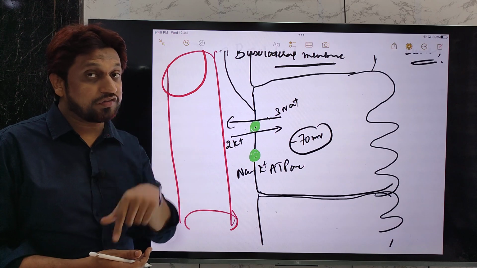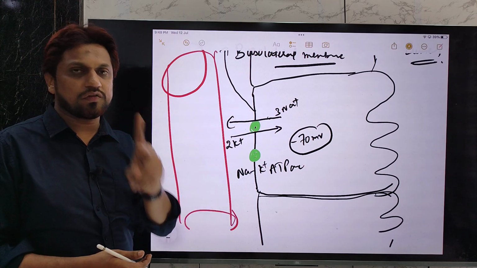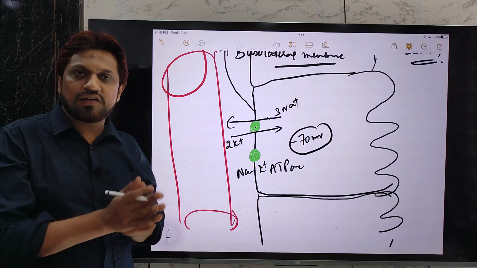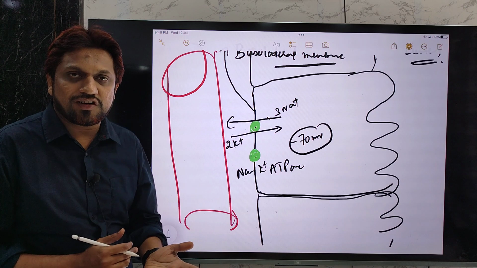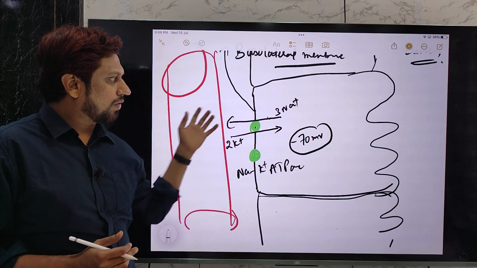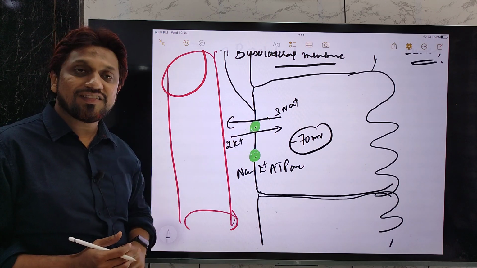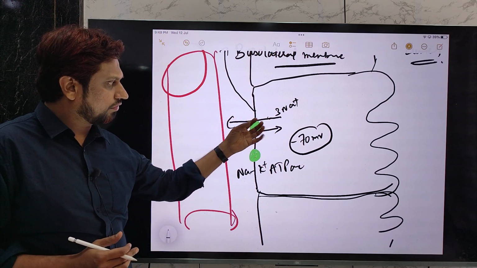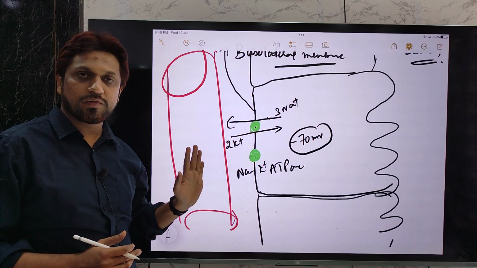We are going to discuss secondary active transport also. This is primary active transport. Active transport means it requires energy and there is movement of substances against the concentration gradient. So against the concentration gradient, the 3 sodium ions are moving outside and 2 potassium ions are moving inside. This, with the help of energy, is known as primary active transport. Hope this concept is clear.